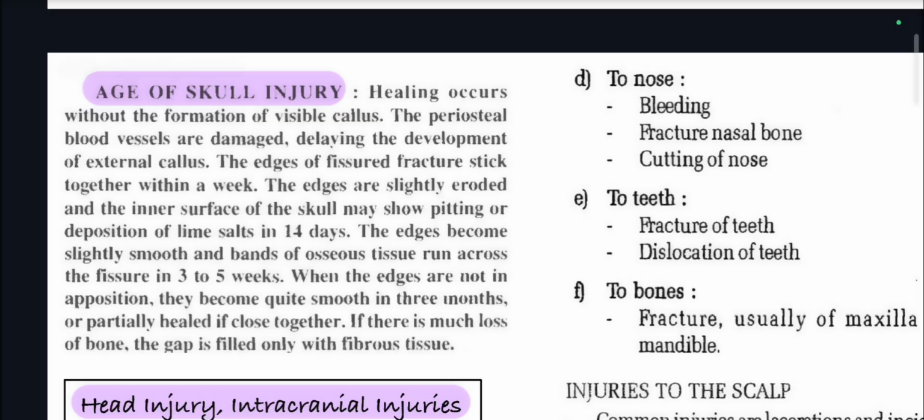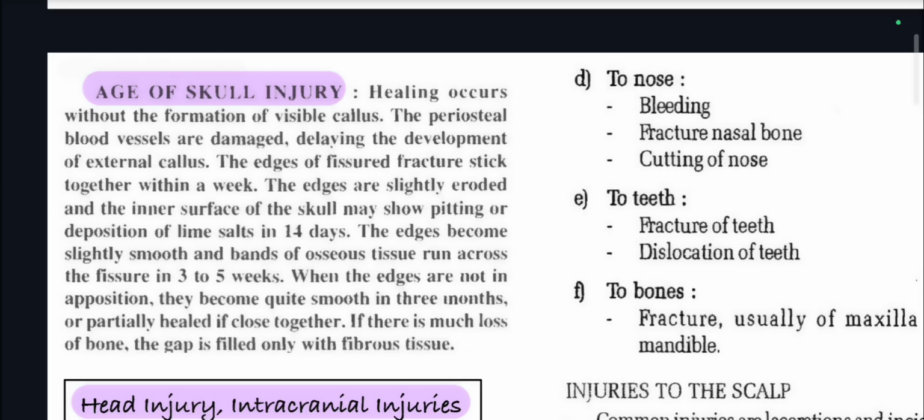in 14 days. The edges become slightly smooth, and bands of osseous tissue run across the fissure in 3 to 5 weeks. So when the edges are not in opposition, they become quite smooth in 3 months, or partially healed if close together. If there is much loss of bone, the gap is filled only with fibrous tissue.